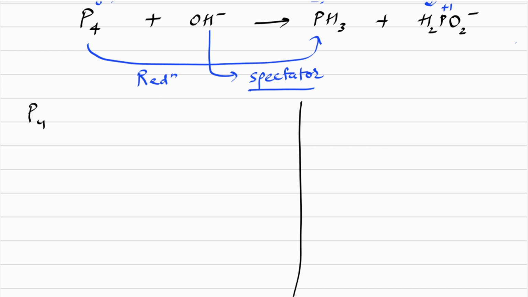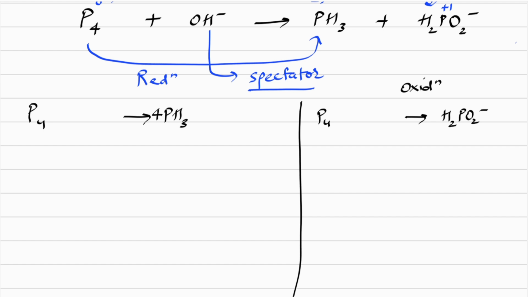So P4 in the reduction half reaction is getting converted into PH3. In the oxidation half reaction, it's getting converted into H2PO2 negative. Now, the first part of balancing is to balance everything other than oxygen and hydrogen. So we have 4 phosphorus here in the reactant part of reduction, but only 1 here in the product. So we make it equal.